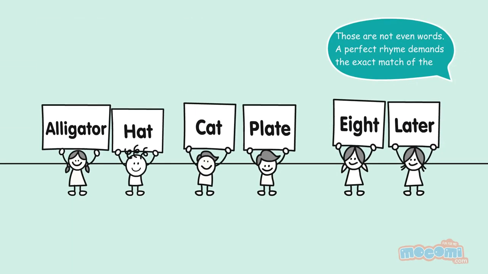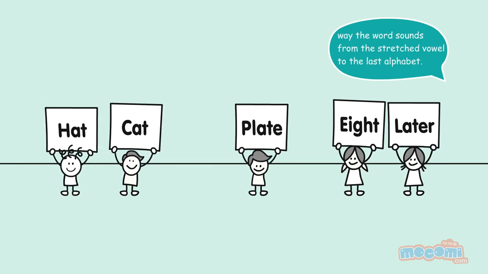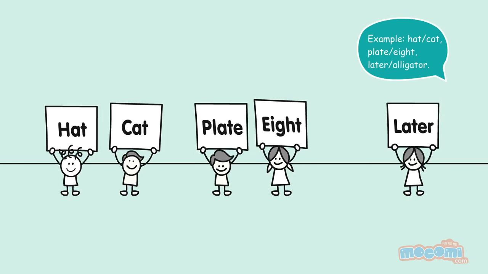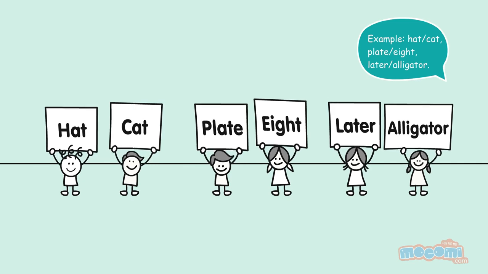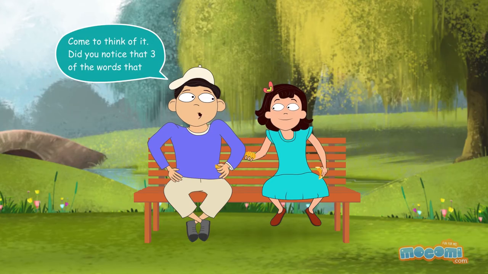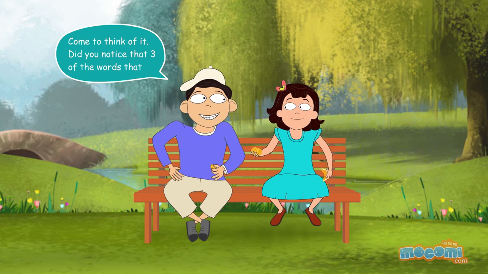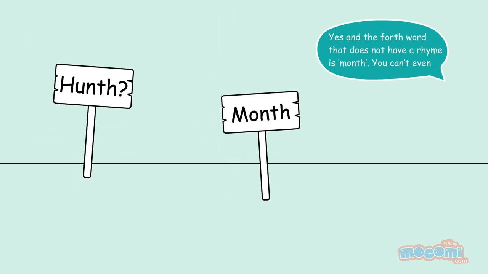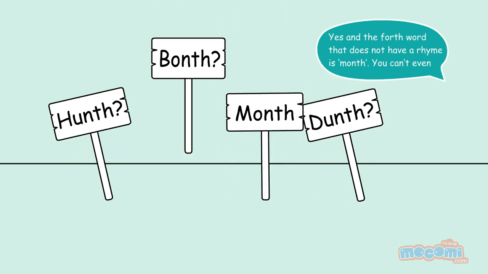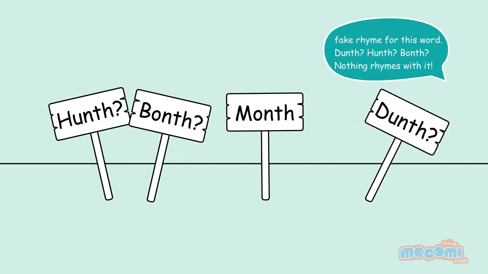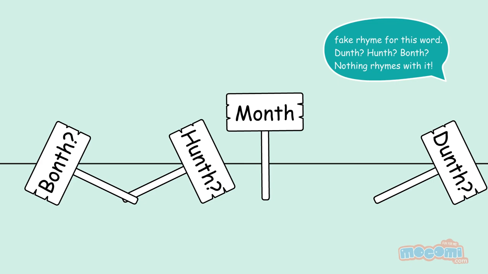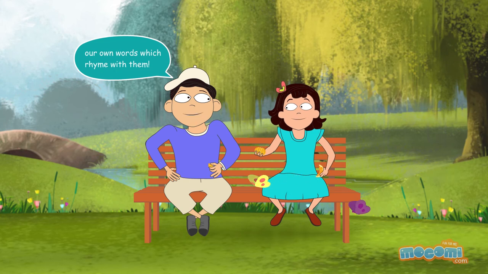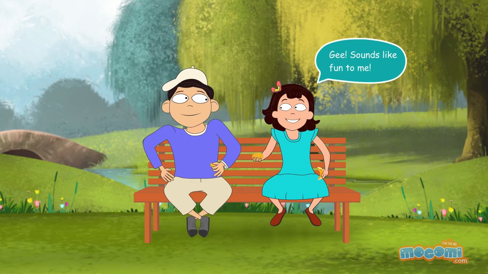A perfect rhyme demands the exact match of the way the word sounds from the stretched vowel to the last alphabet. For example, hat, cat. Plate, eight. Later, alligator. Come to think of it, did you notice that 3 of the words that do not rhyme are the names of colors? Yes, and the 4th word that does not have a rhyme is month. You can't even fake rhyme for this word. Dunt, hunt, bunt. Nothing rhymes with it. Hey guys, let's write a poem with these 4 words. We can make up our own words which rhyme with them. Gee, sounds like fun to me.